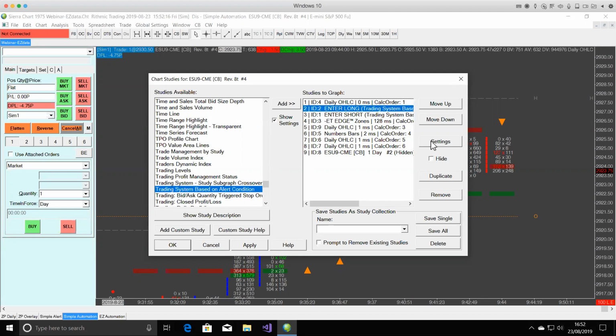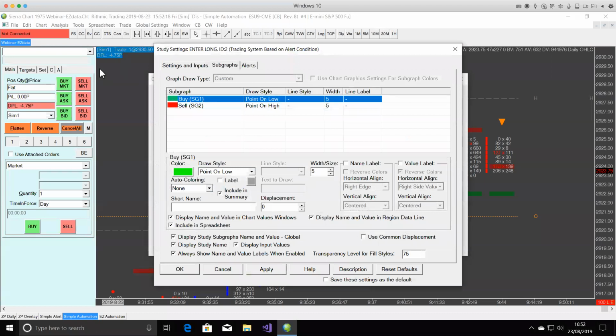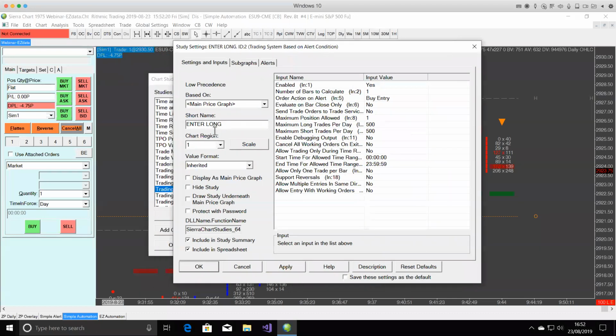Now, what I've done is I've put 2 instances of the study. Let's have a look at enter long. The reason it's called enter long is I've given it that name, but this is trading system based on alert condition. Do I want it enabled? Yes. Number of bars to calculate. I've only said 1. I'm not interested in looking back over time. I'm going to test it through replay. Again, this study is pretty well documented on the Fiera Chart site. Well worth having a play with it.